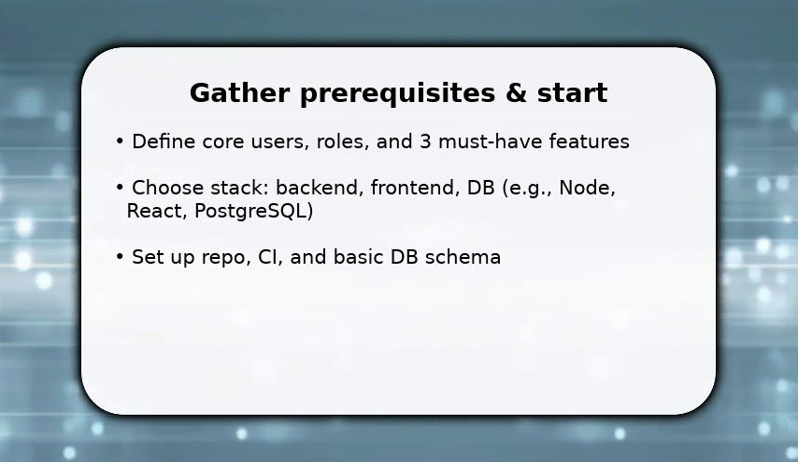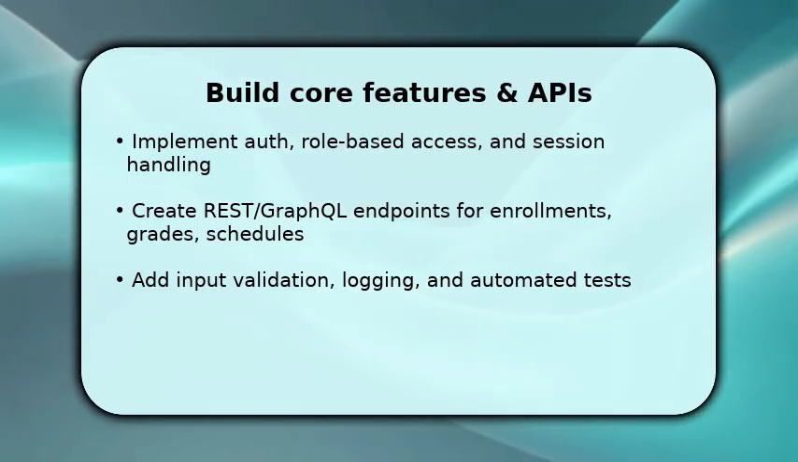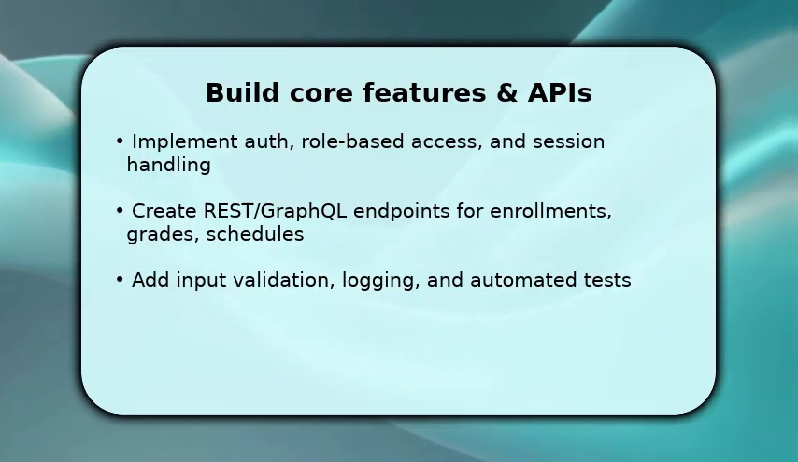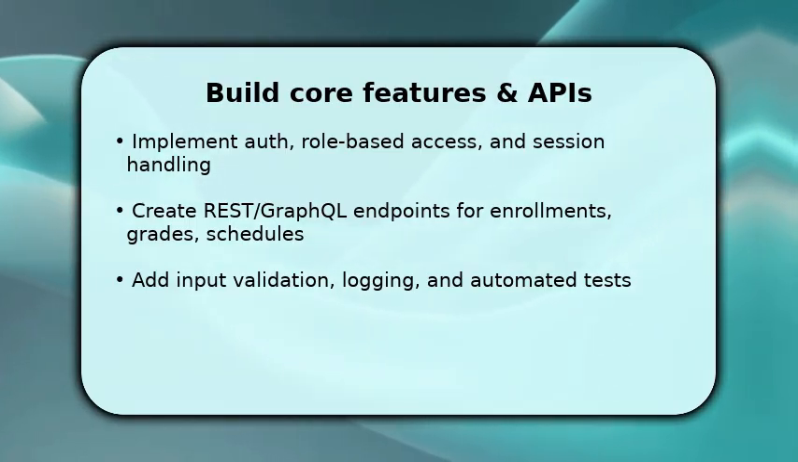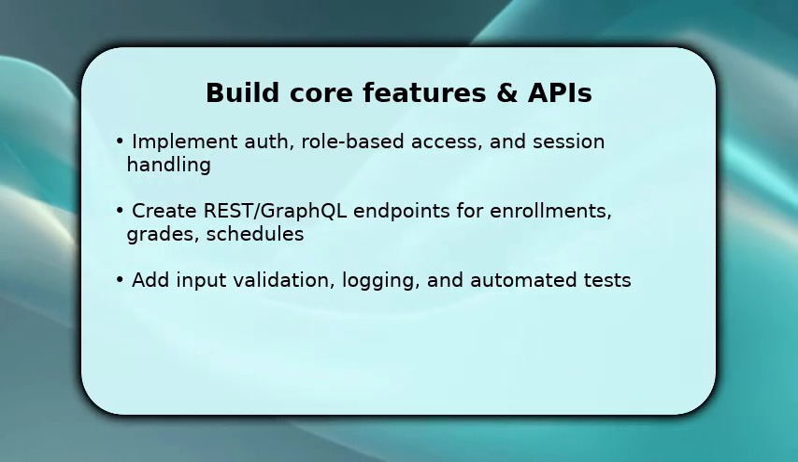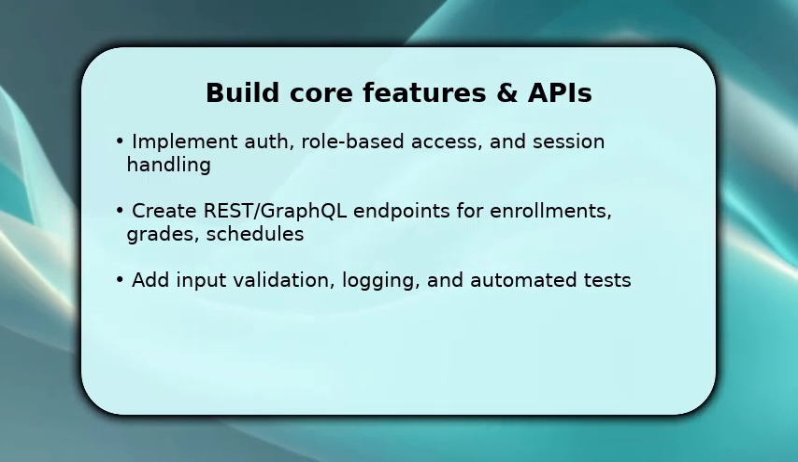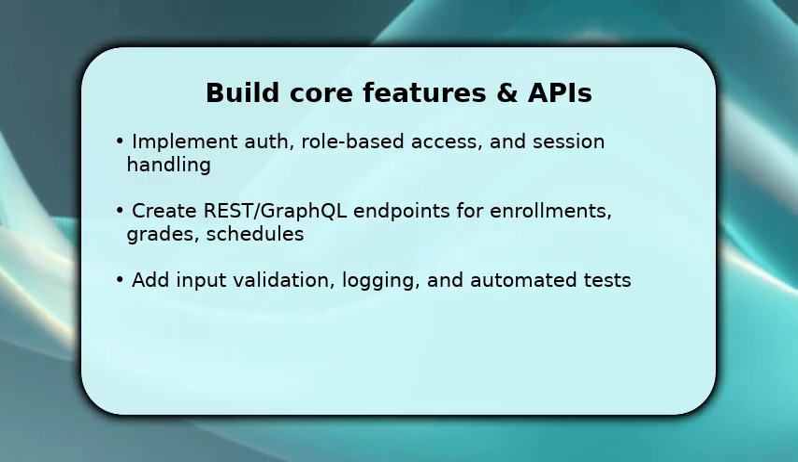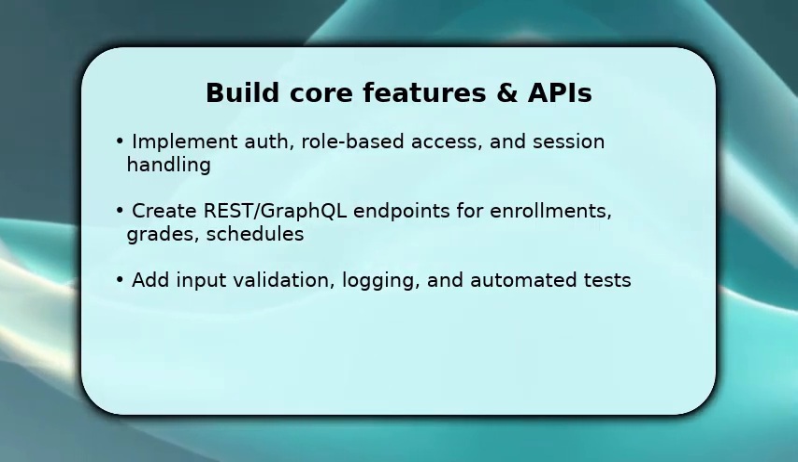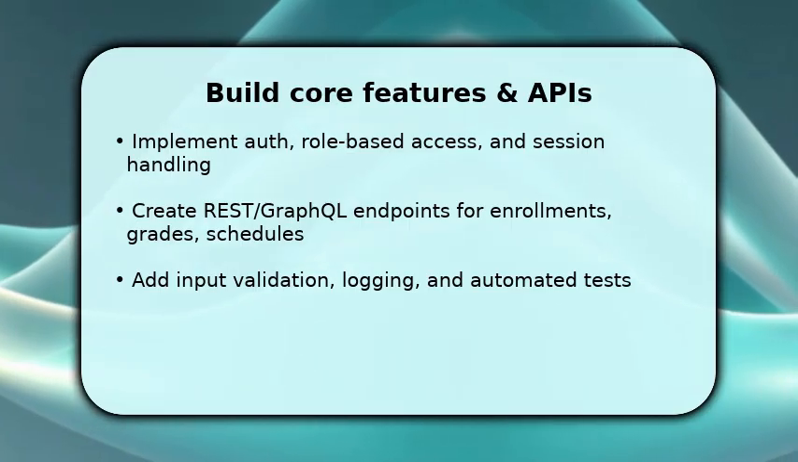You now build the system's core: authentication, role-based access, and the main APIs. Implement endpoints for enrollments, grades, and schedules, and explain why consistent request/response shapes matter for front-end integration. Once those are in place, add validation, logging, and unit tests so regressions are caught early. Make sure to integrate migrations and seed data so developers can run locally. This middle phase converts the scaffold into a reliable, testable application ready for you.